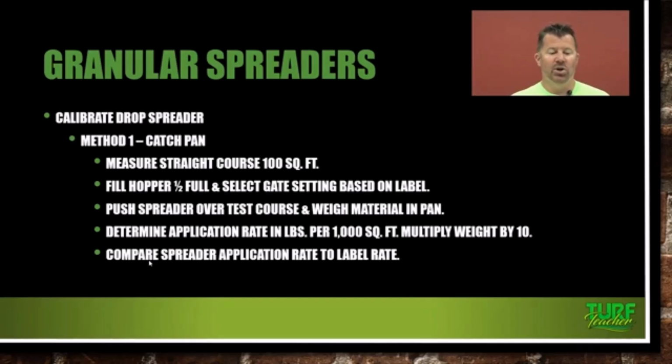Push the spreader over the test course and weigh the material in the pan. Determine the application rate in pounds per 1,000 square feet, and then multiply the weight by 10. Compare the spreader application rate to the label rate.